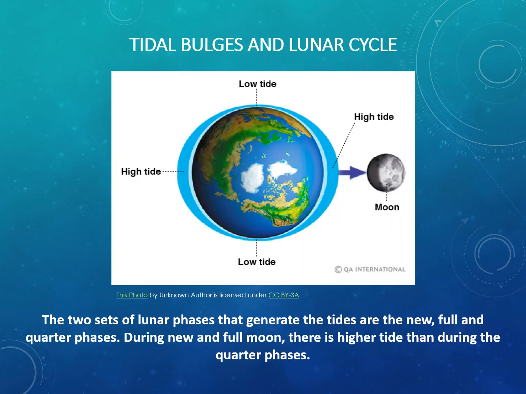So the two sets of lunar phases that generate the tides are the new and full moon, and also the quarter phases, so the first and third quarter phase. During new and full moon phase, there's a higher tide than during the quarter phases, and we can see that on this illustration. So what's happening is the gravitational hold of the moon is just slightly greater because of that alignment of the orbit between the moon and the Earth. And so because of that alignment, there's a slight bulge to the tide. And so high tide will be a little bit greater than low tide.